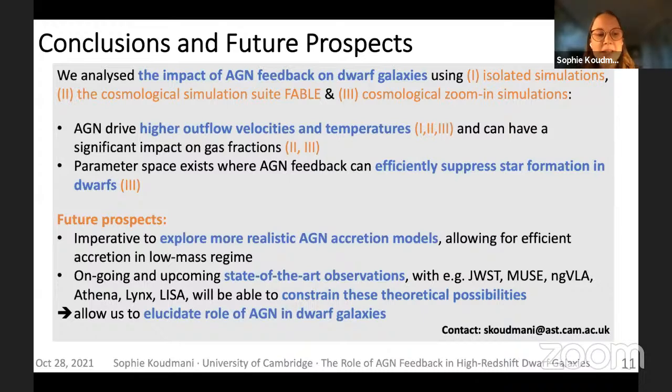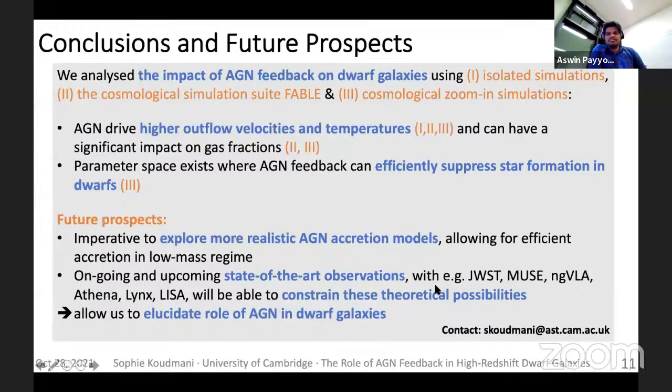And it will now be imperative to harness these upcoming state-of-the-art observations, for example JWST, MUSE, the Next Generation VLA, Athena, LynX, and LISA, which were also discussed in detail during this conference, as these will be able to constrain the different theoretical possibilities and allow us to elucidate the role of AGN in dwarfs. Thank you very much.